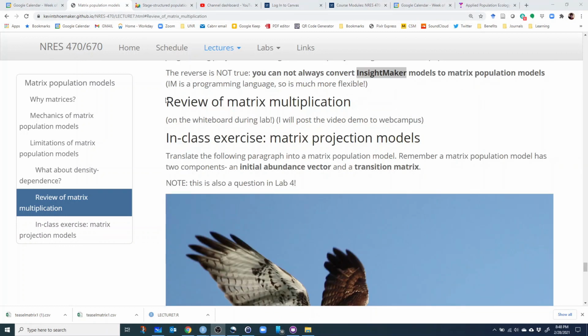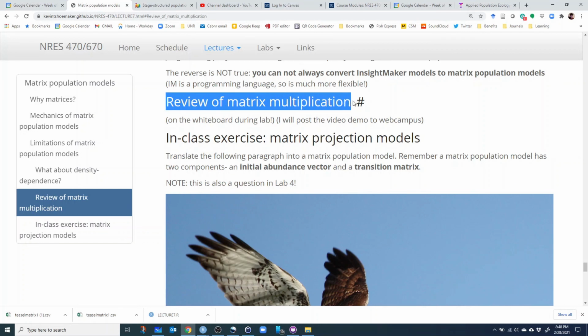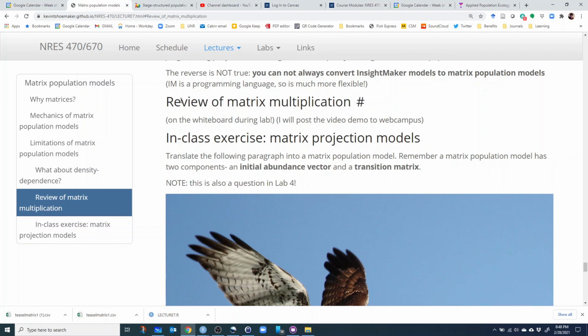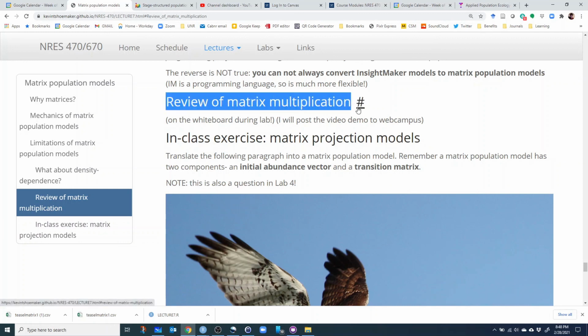Now, in previous iterations of this class, I've done a whiteboard review of matrix multiplication, but I'm going to hold off on that until the intro to Lab 4. So I'll post a video as part of Lab 4 that goes over matrix multiplication. So I'll leave that out of this video.